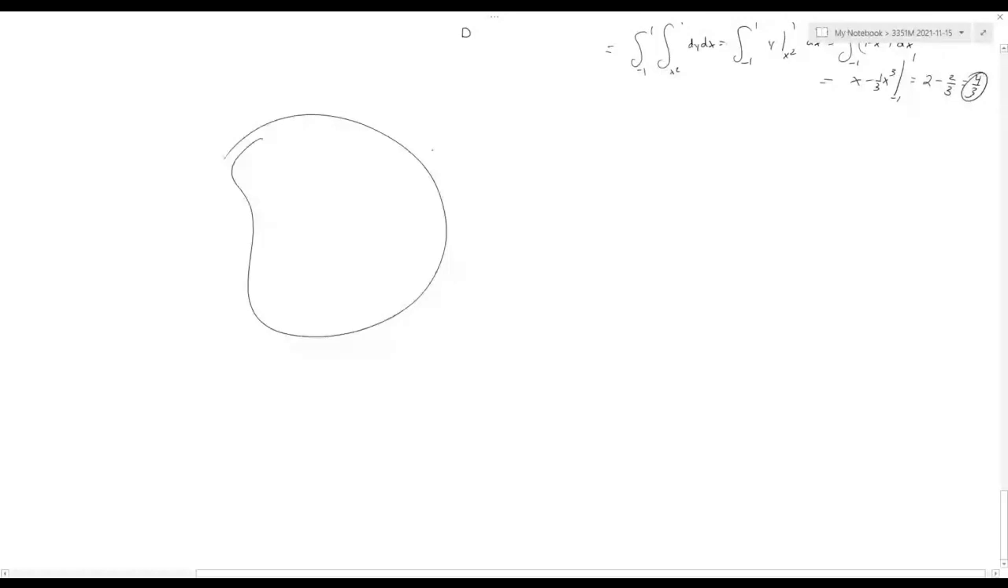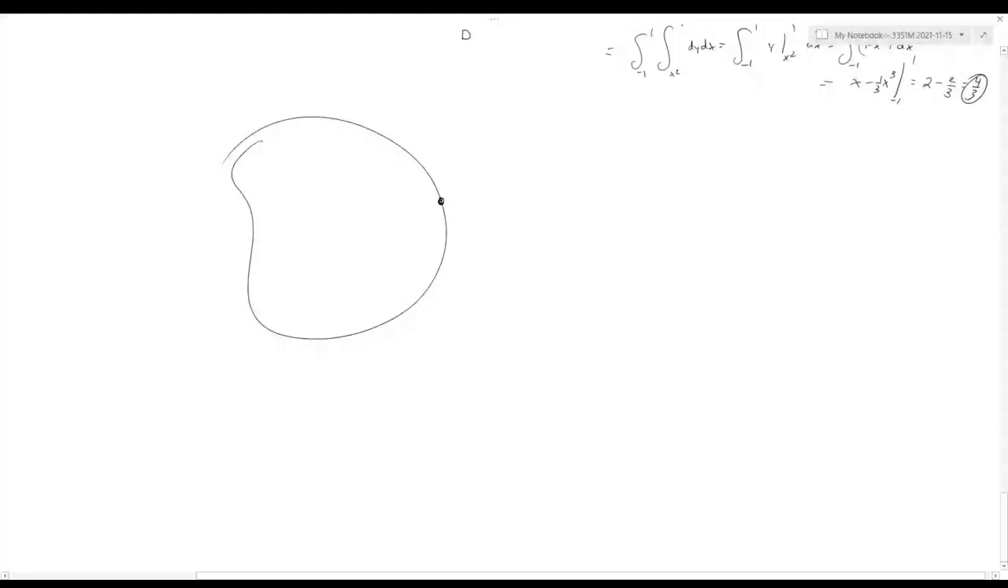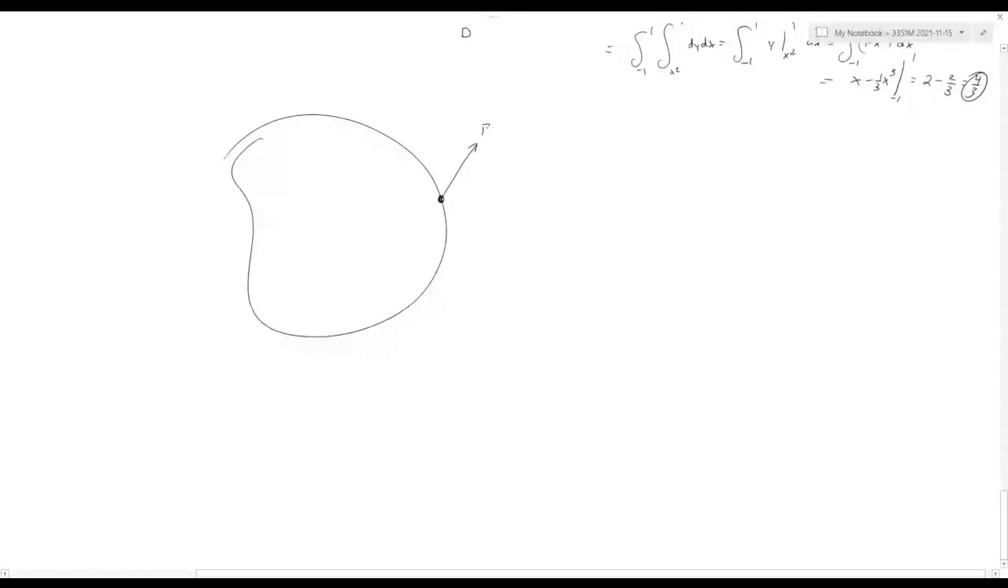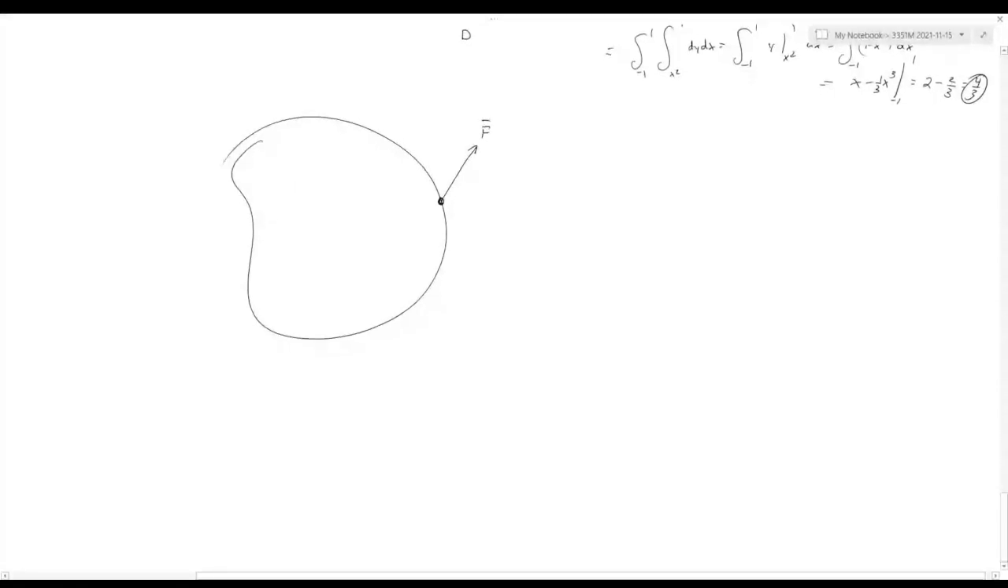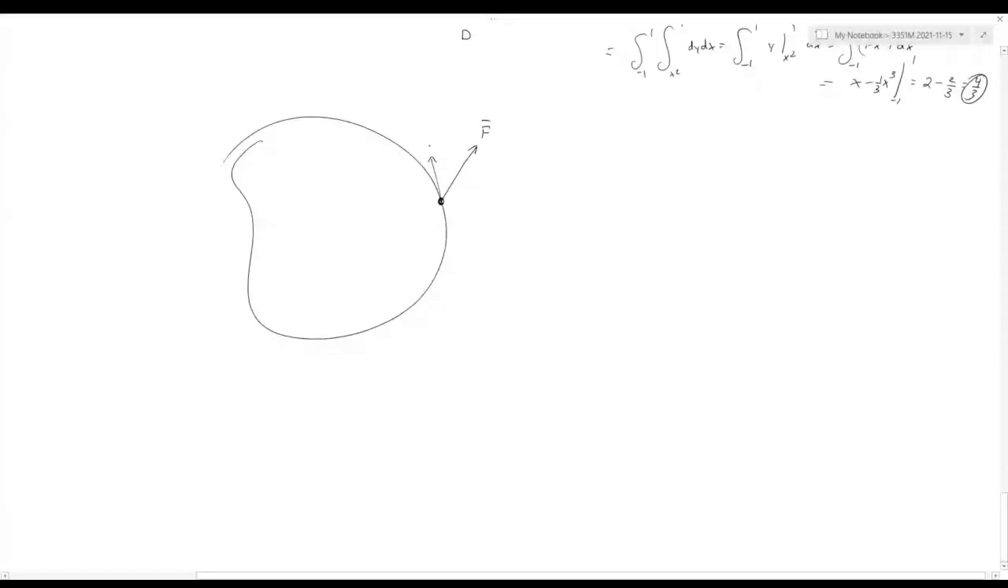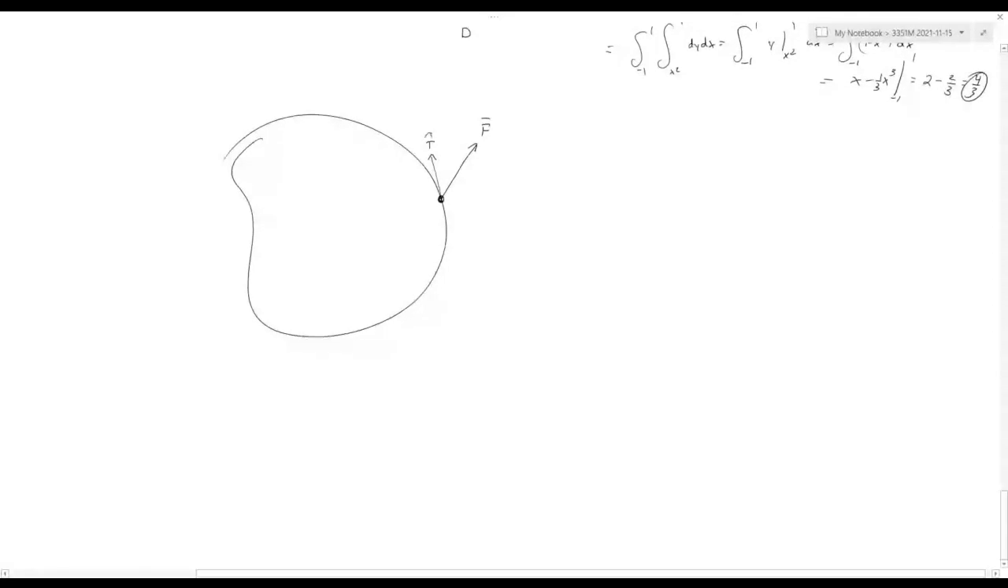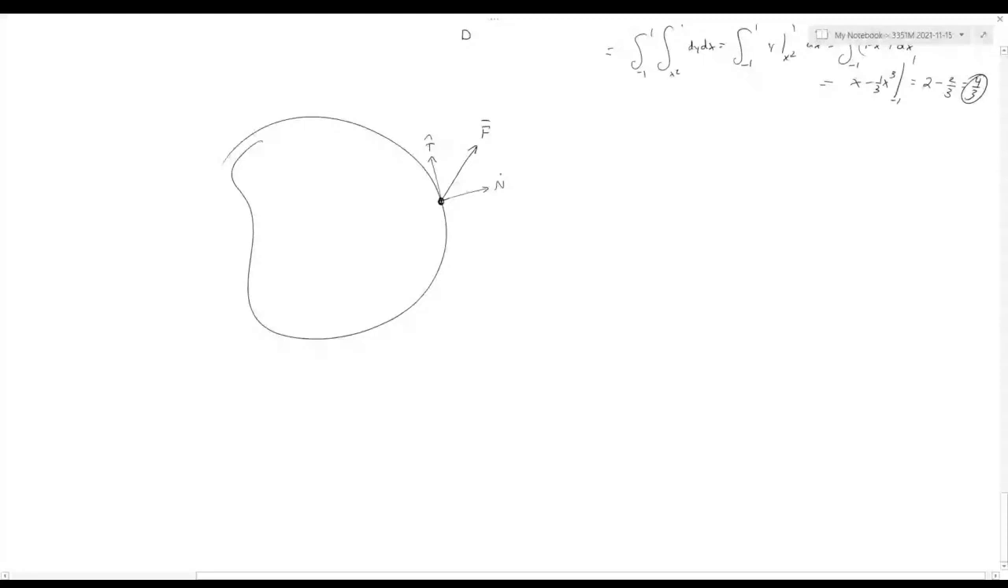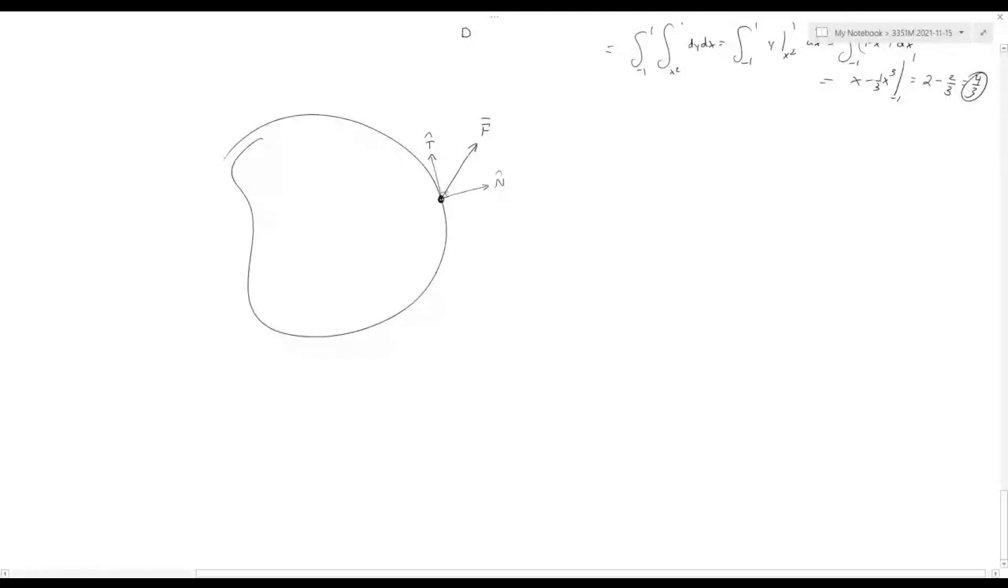Right, so if you have a vector field on a path, you can always find a unit vector that's in the direction tangent to the path, and another vector that's perpendicular to the unit tangent, and outward pointing as well from the interior.